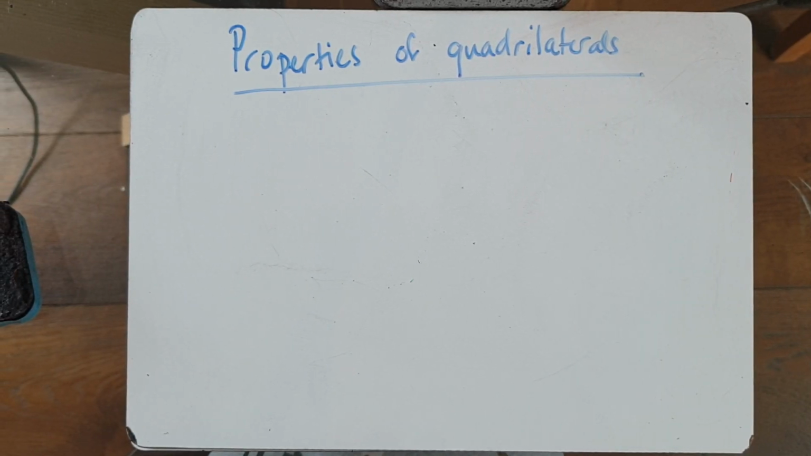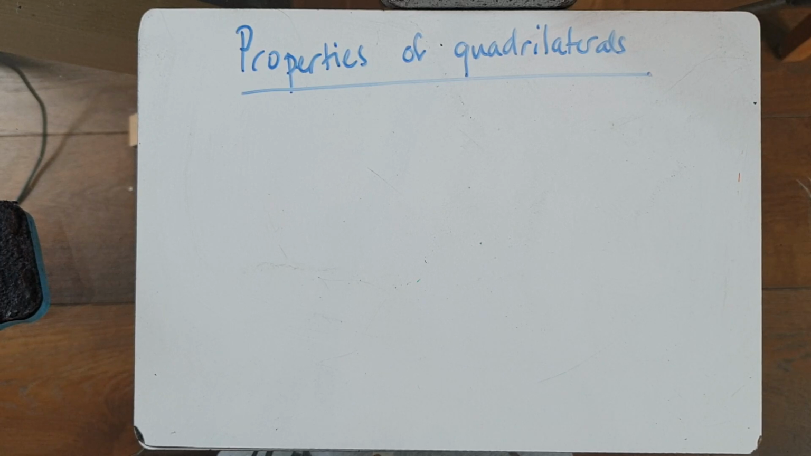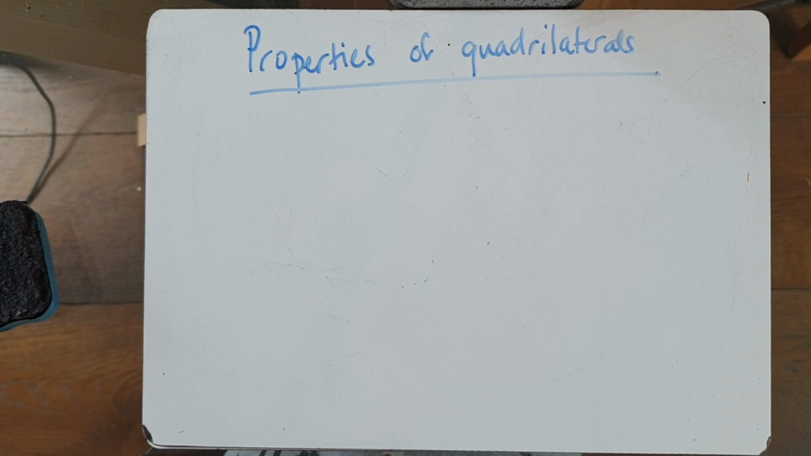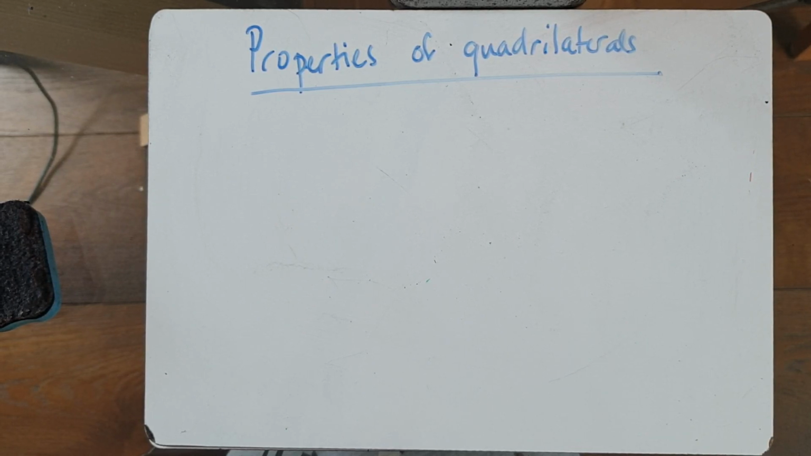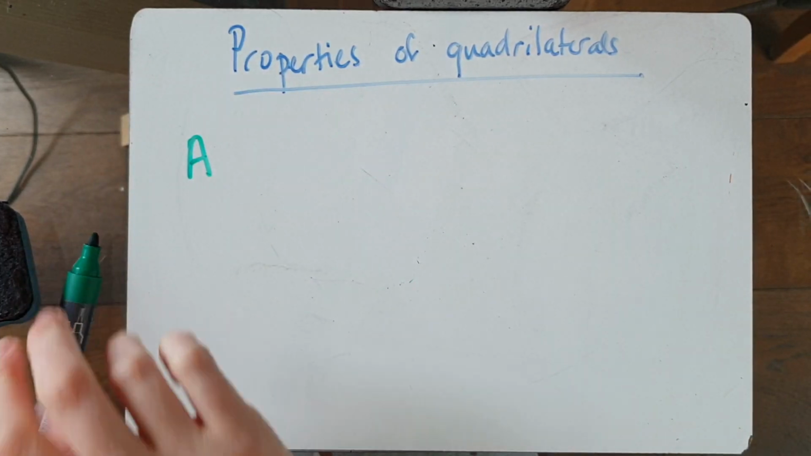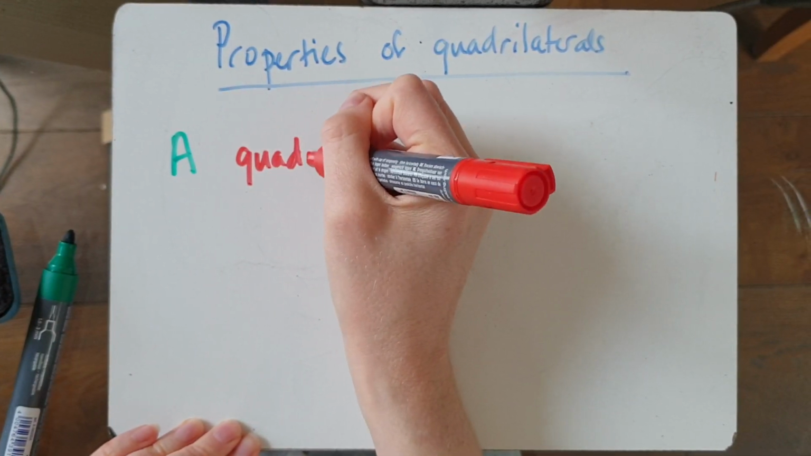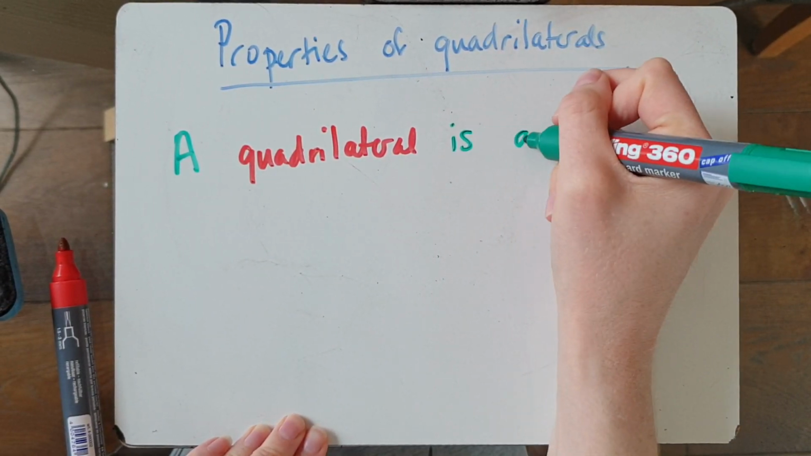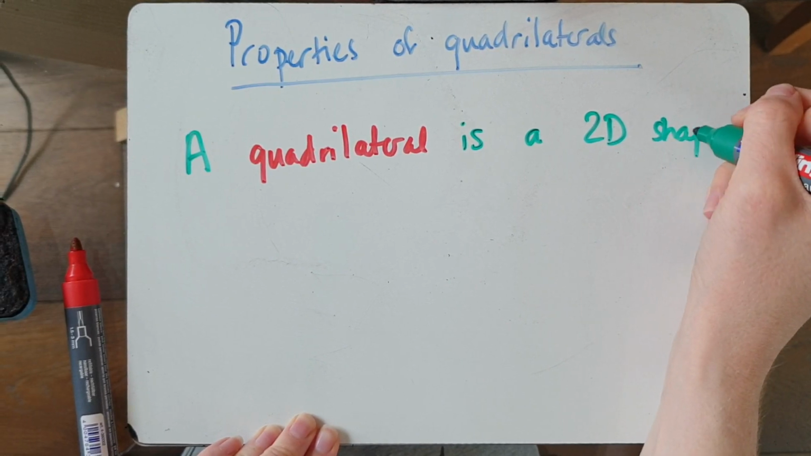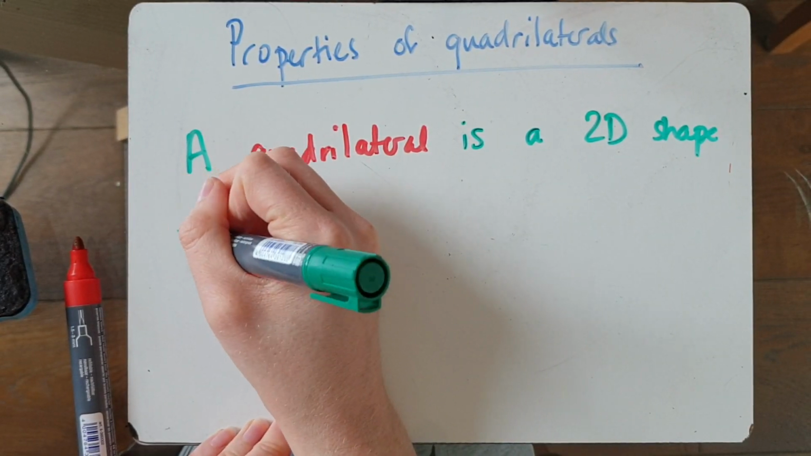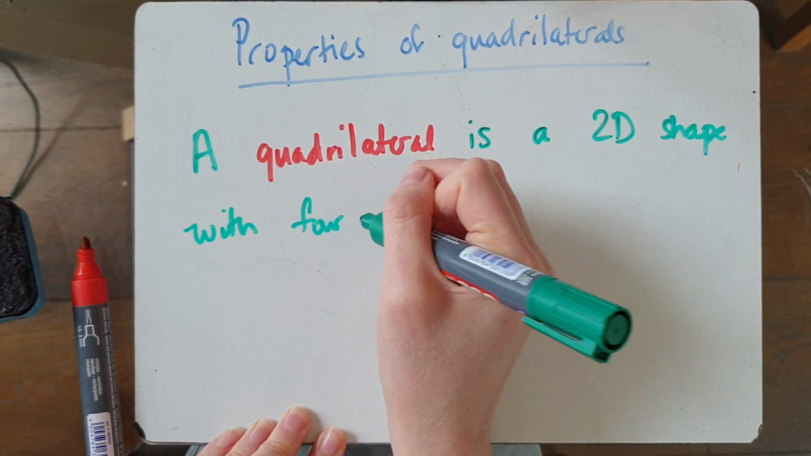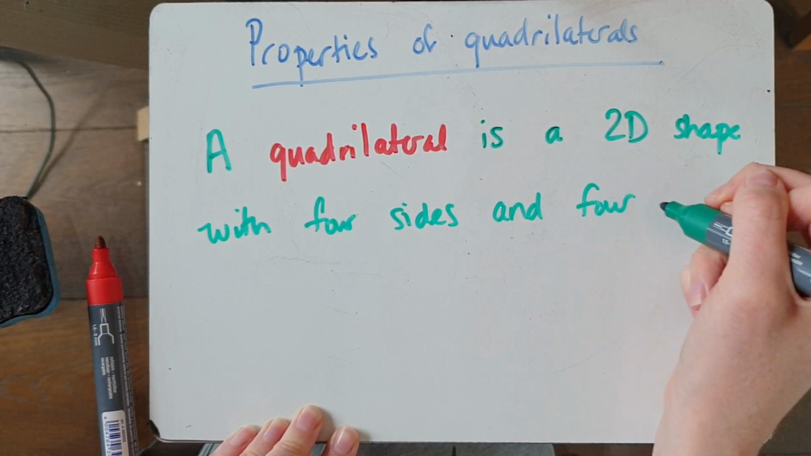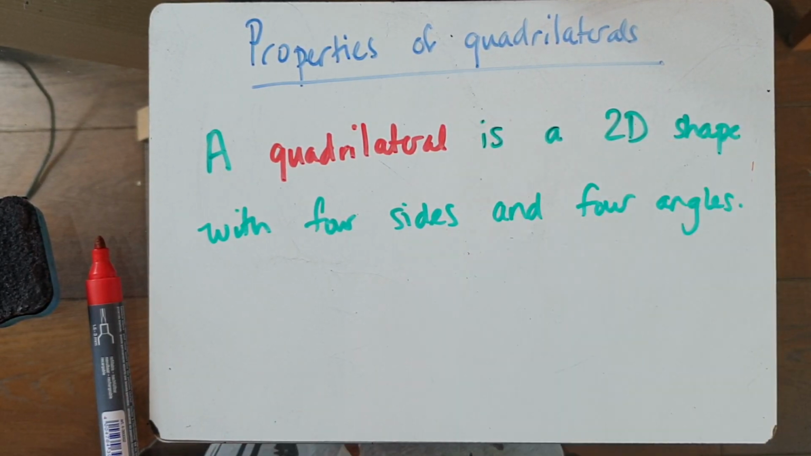And our key point is going to be what a quadrilateral actually is. I'd like you to pause the video now and see if you can think of how you would describe a quadrilateral. Then unpause the video and see what the definition actually is. Okay, so a quadrilateral is a 2D shape and it has 4 sides and 4 angles. So pause the video to get that written down.